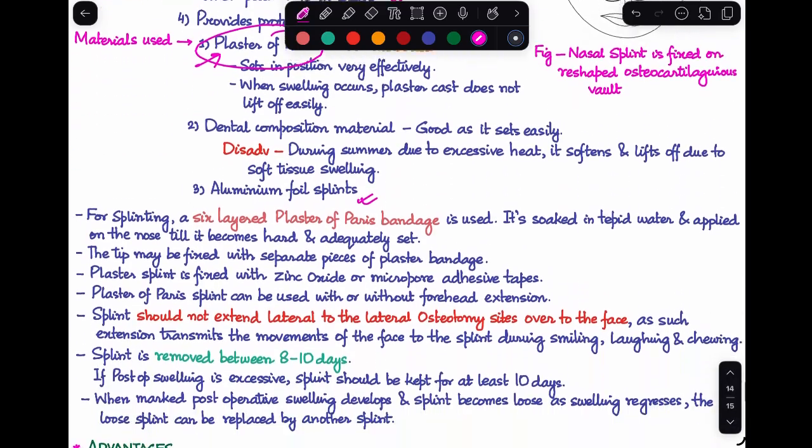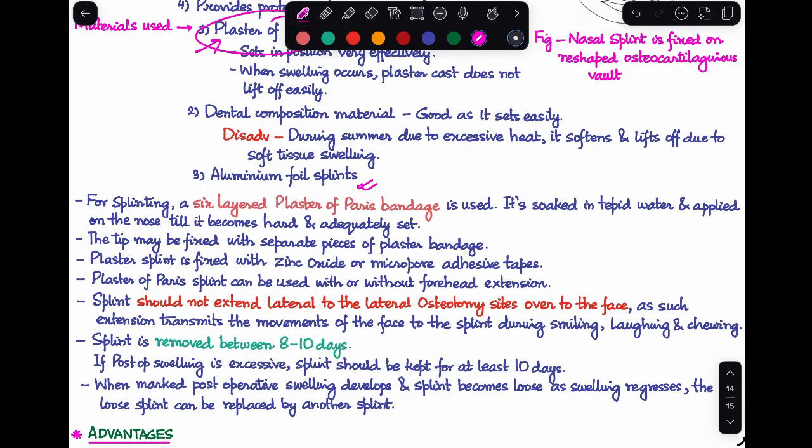Now, what do we do here? Plaster of Paris, we use a 6-layered plaster of Paris bandage and we soak it in tepid water and we apply on the nose till it becomes hard and set. The tip has to be fixed with separate pieces of plaster bandage and we fix the plaster splint with the help of zinc oxide or any micropore adhesive tapes. You can use the splint with or without a forehead extension depending on your need.